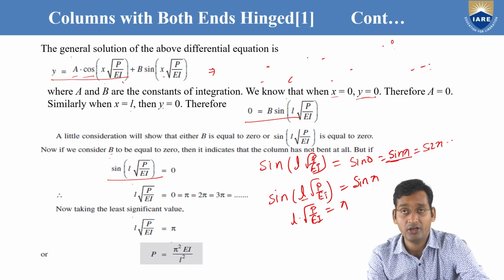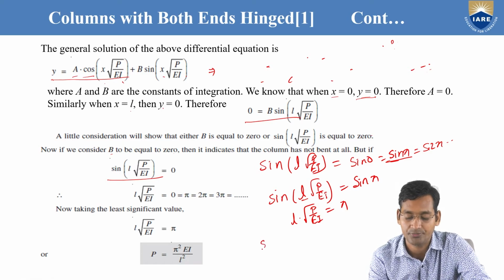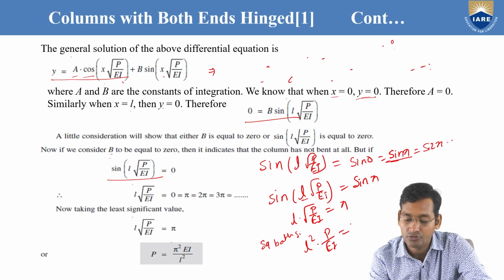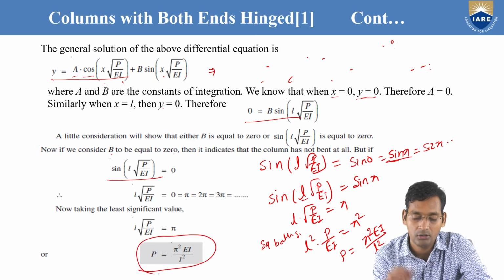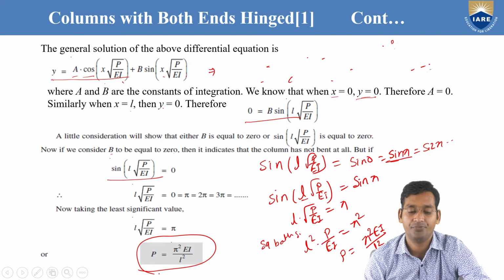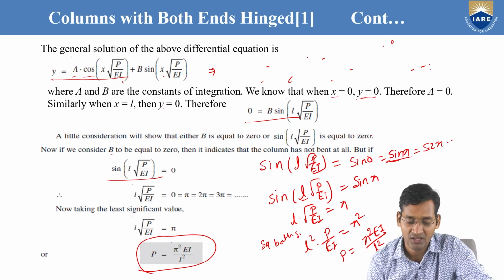Now what we have to find? P. So for P, there is a square root, so squaring both sides. What we will get? L square into P by EI equals pi square. So from here P equals pi square EI by what? L square. Let's see here. We got P equals pi square EI by L square.